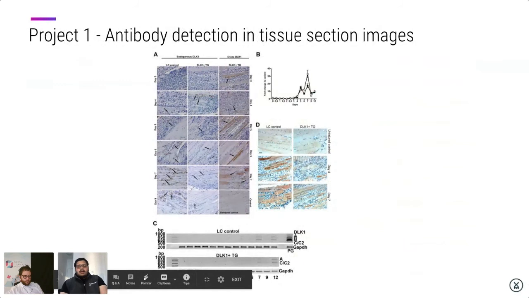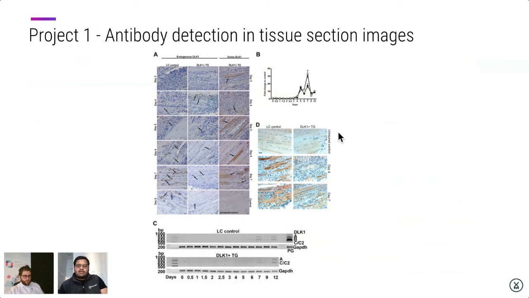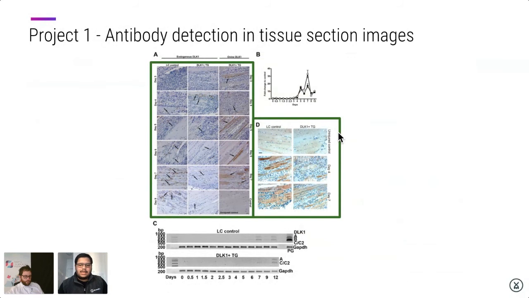So let's look at a couple of projects that highlight the difficulty of capturing this domain knowledge. The first of which is detection of antibodies, which are a very popular reagent group in these kind of tissue section images. Looking at this figure from a paper, we see that it has quite a few tissue section images in panels A and D. And the task here is to extract each individual region and classify it as containing an antibody or not.